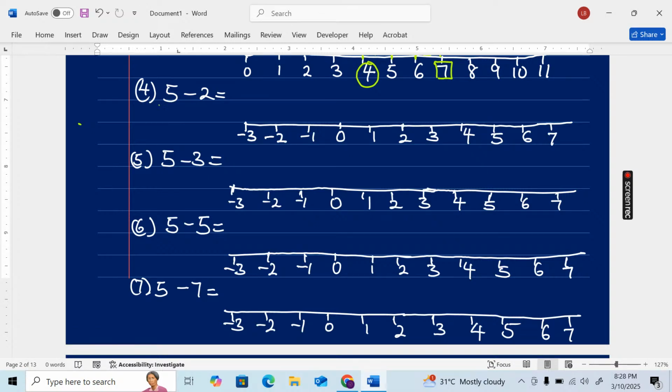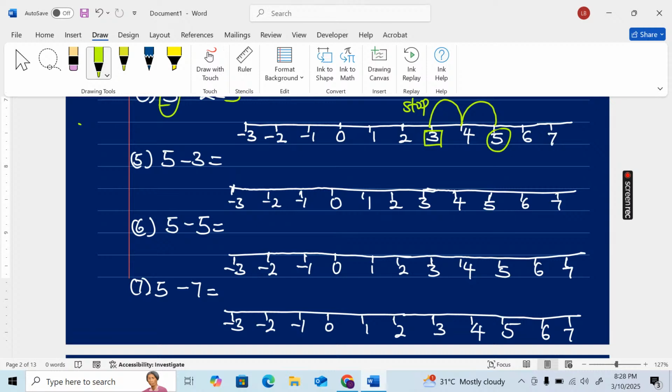Since the first number here is 5, locate 5 on your number line. Here it is. Then subtract 2. When subtracting, you count to the left. So I'll be counting twice to the left. Let's do it together. 1, then 2. We stopped on number 3. It means our answer is 3. Go right there and write 3.